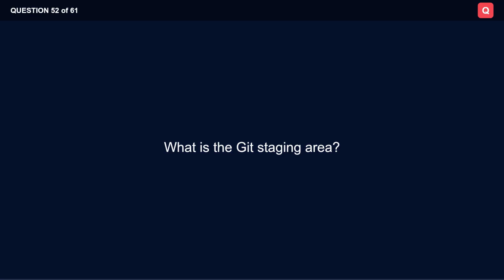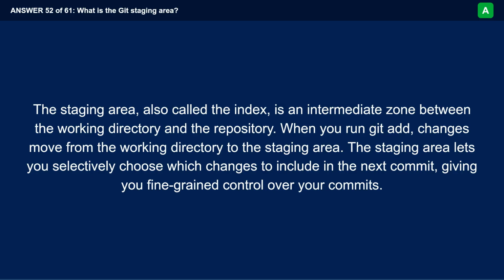What is the Git staging area? The staging area, also called the index, is an intermediate zone between the working directory and the repository. When you run git add, changes move from the working directory to the staging area. The staging area lets you selectively choose which changes to include in the next commit, giving you fine-grained control over your commits.